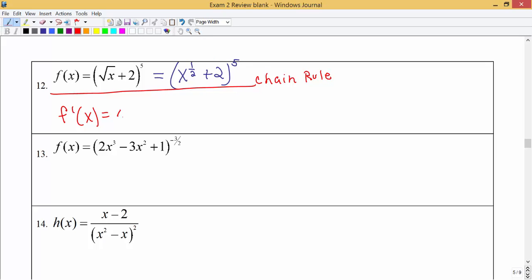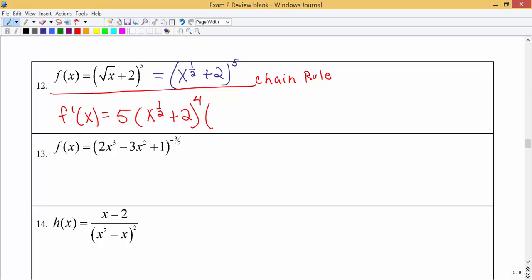Okay, so we're going to bring the power out to the front, write down the inside as is, and then reduce the power by 1. So the power was 5, now it becomes 4. And now we're going to multiply by the derivative of the inside.